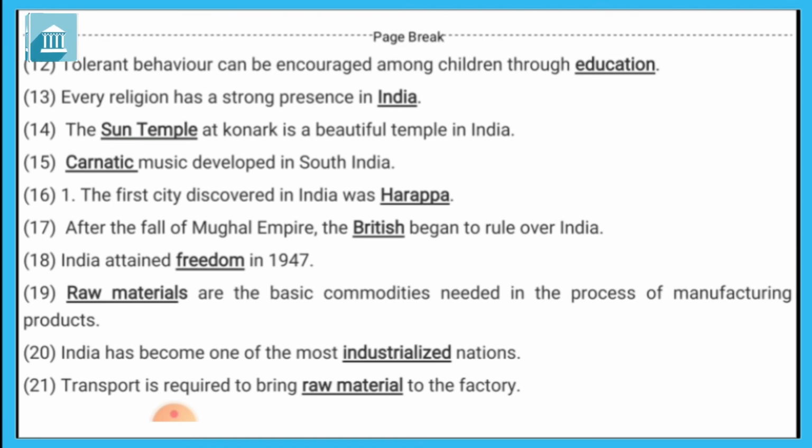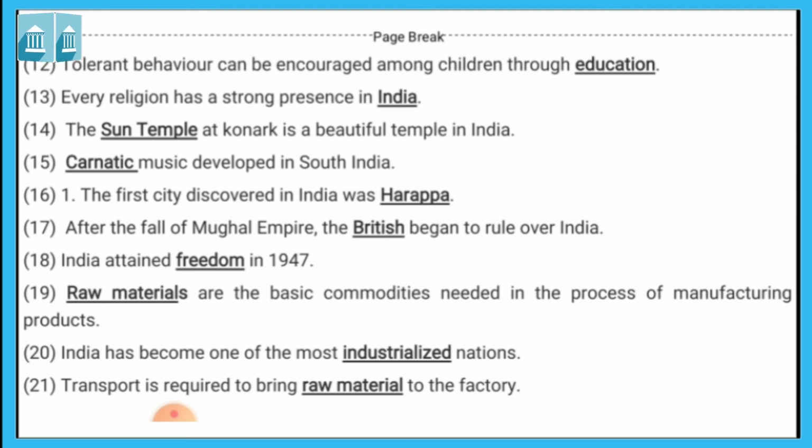17. After the fall of the Mughal Empire, the British began to rule over India. When Mughal rule ended, who ruled India? The British, the Englishmen ruled. After the Mughal Empire ended, the British started to rule India.